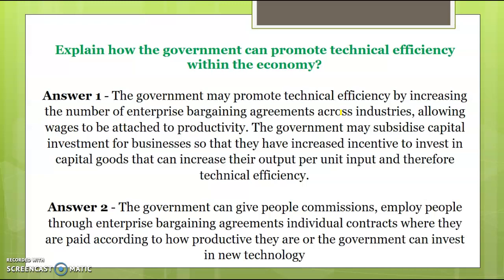How can the government promote technical efficiency? So the government may promote technical efficiency by enterprise bargaining agreements, so allowing wages to be tied to productivity, subsidising capital investment so we can get more technology, which makes us more productive. These can all boost output per unit of input and boost technical efficiency. Other things, commissions, are another example to try and encourage productivity.